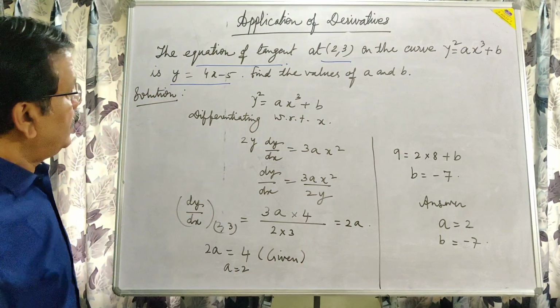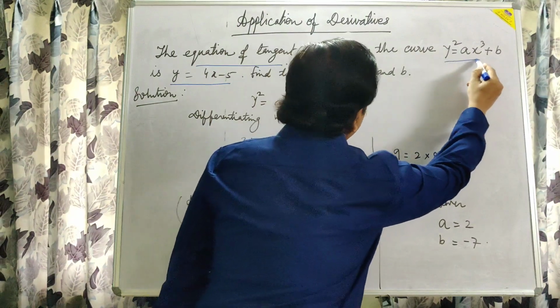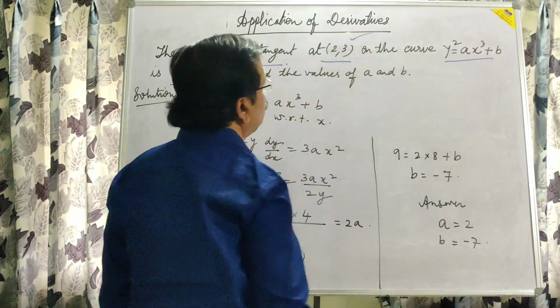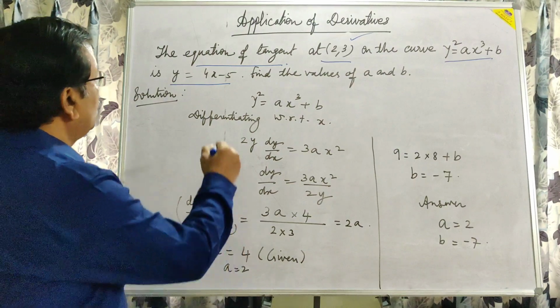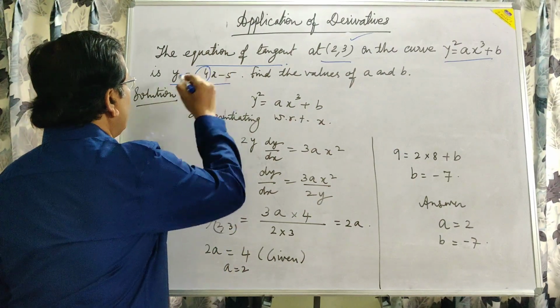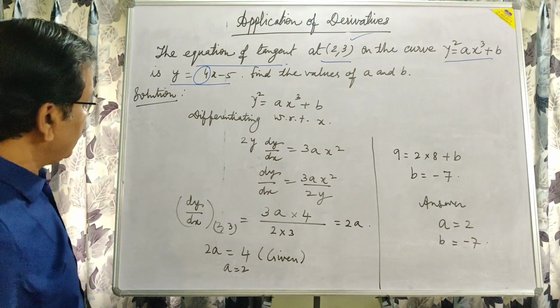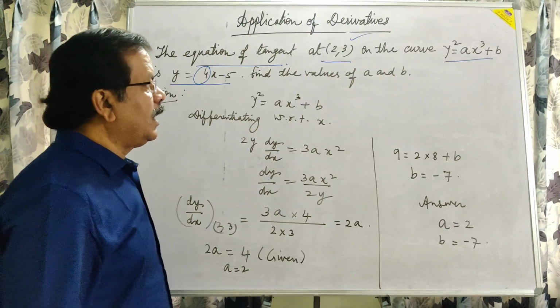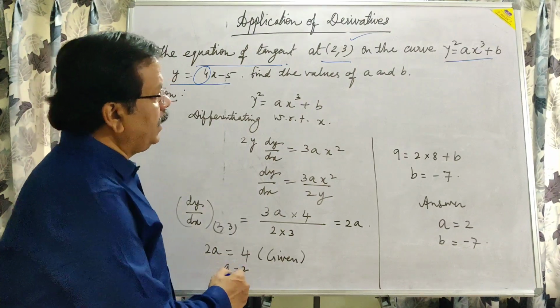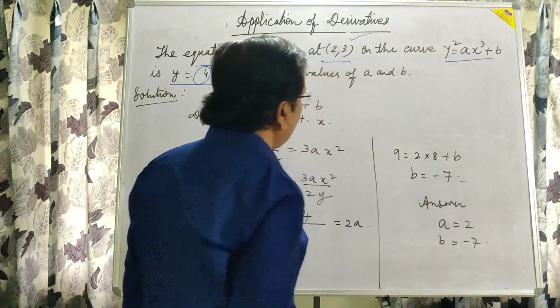It means that after finding dy by dx on this curve at the point (2, 3), it can be equated to the slope of this line y is equal to 4x minus 5, and using this identity we can find the value of a, and then after substituting this value of a in the given equation of the curve we can find the value of b.